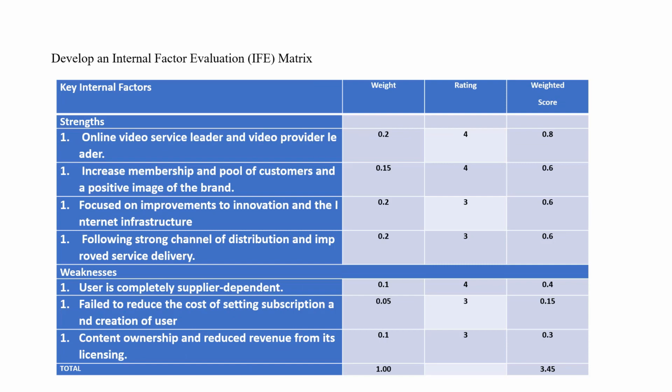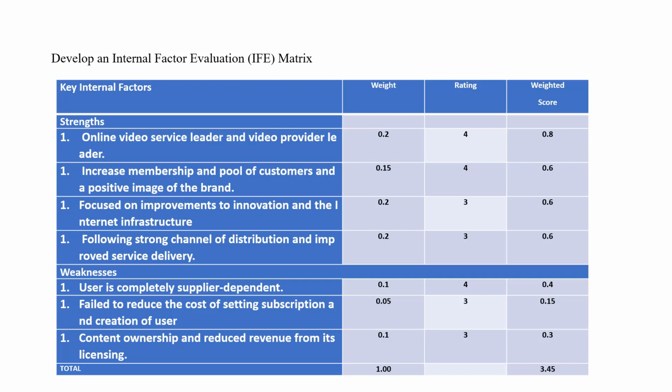After that, we have the internal factor evaluation. So we have strengths and weaknesses. So let's consider strengths first. So we have online video service leader and video provider leader, and increased membership and pool of customers and a positive image of the brand. Focused on improvements to innovation and the internet infrastructure. Following a strong channel of distribution and improved service delivery.